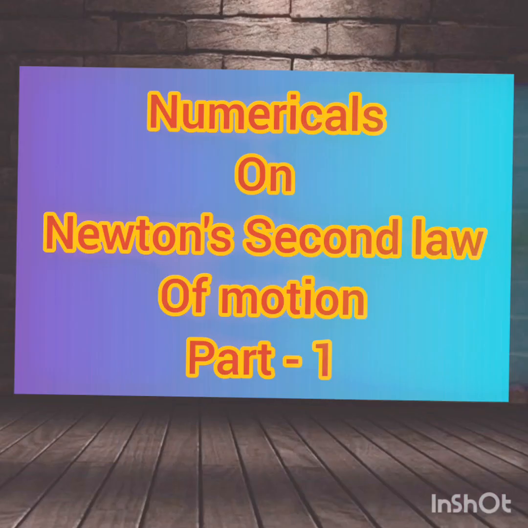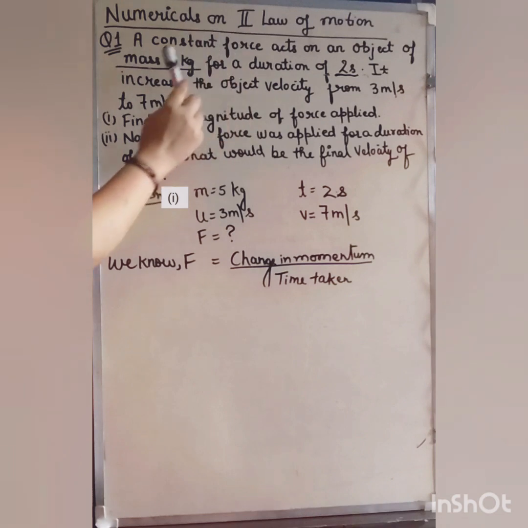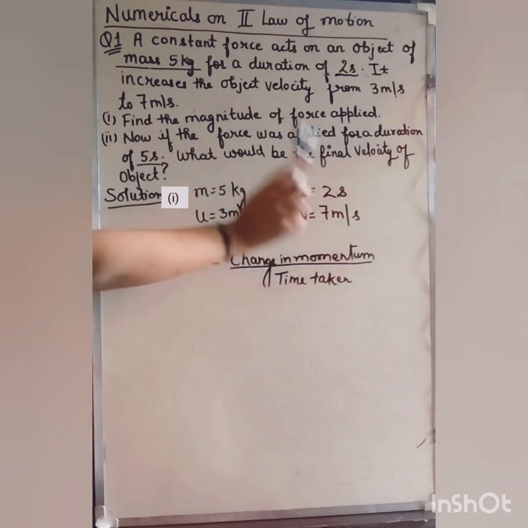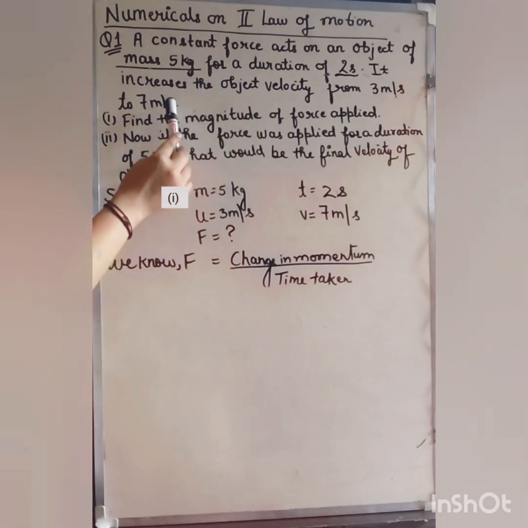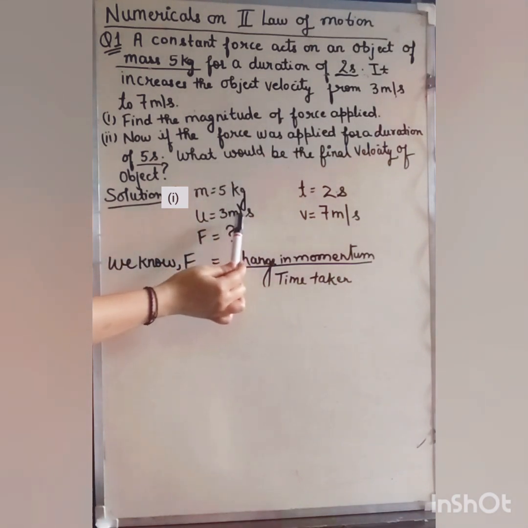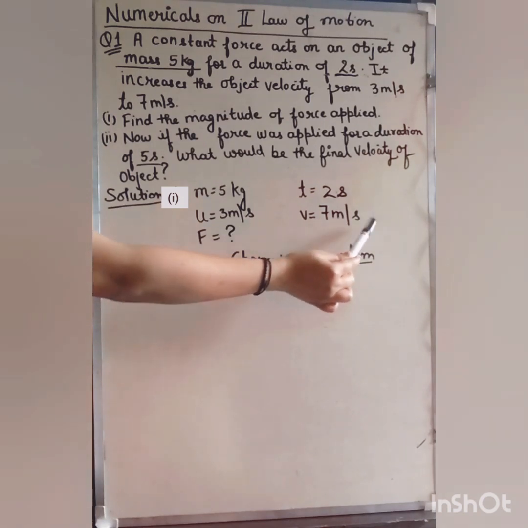Today we are going to solve a few numericals on Newton's second law of motion. So students, this is numerical number 1, in which a constant force is acting on an object of mass 5 kg. The force is applied on this body for a duration of 2 seconds, so my time taken is 2 seconds. It increases the object's velocity from 3 meter per second to 7 meter per second. It means that my initial velocity, that is u, is 3 meter per second and its final velocity, that is v, is 7 meter per second.